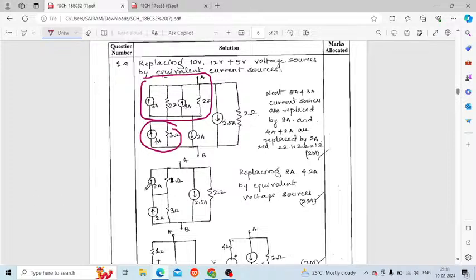What is 5 and 3? 8. And here it is 2 and 2. What is 2 and 2?